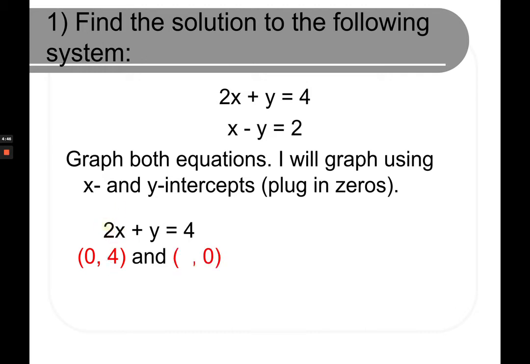What if y is 0? Then we will find x. So if y is 0, it's going to become 2x equals 4. Divide by 2, x is 2, and that is your x-intercept. Okay, and that's for the first equation. We need both of the two equations, each with x and y-intercepts. We're done with the first, and now we're on the second.